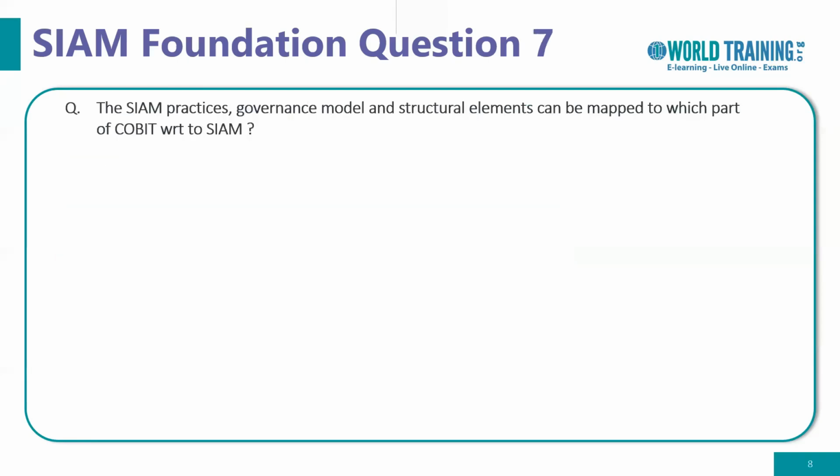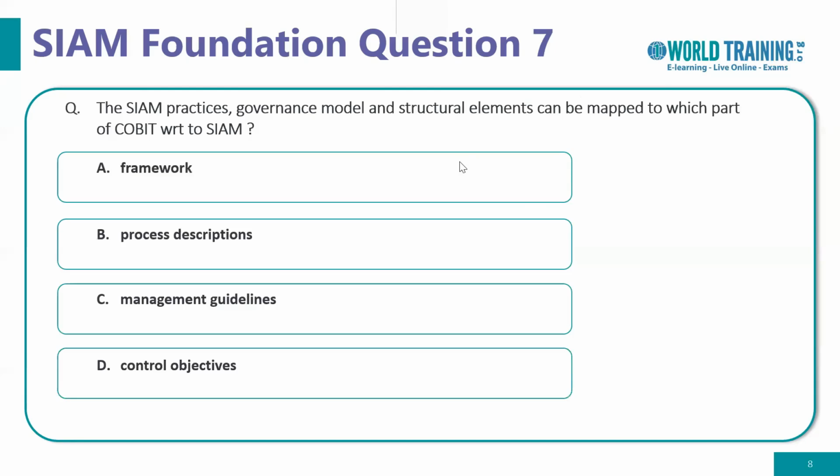Let's look at question number 7. This is about a framework. The SIAM practices, governance model and structural elements can be mapped to which part of COBIT with respect to SIAM? So again, we need to understand what is there in COBIT and what is there in SIAM, and can we map these to each other, especially the practices, the governance model and the structural elements, right? All these three things can be mapped to COBIT with respect to SIAM.